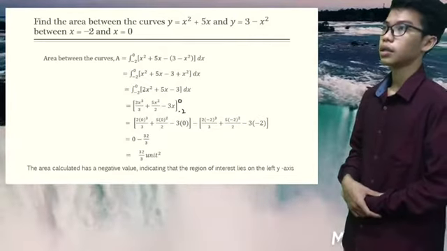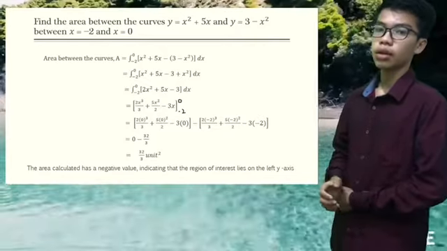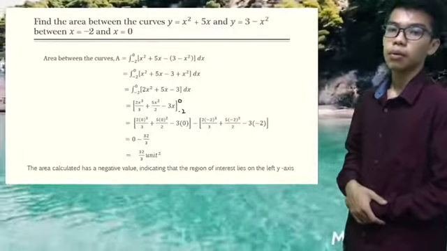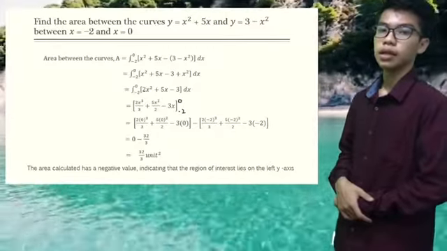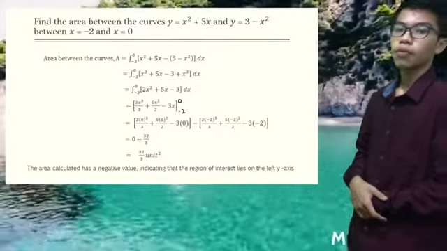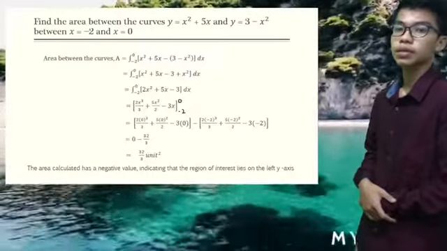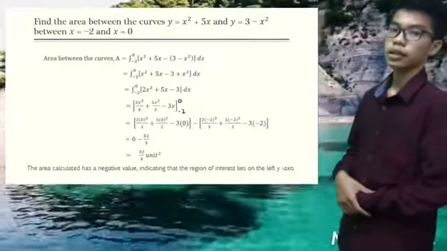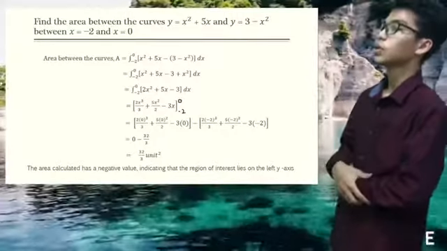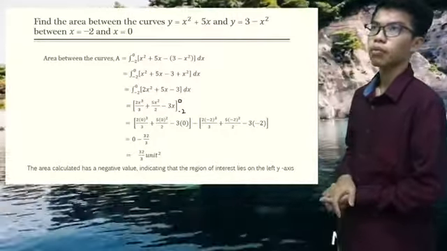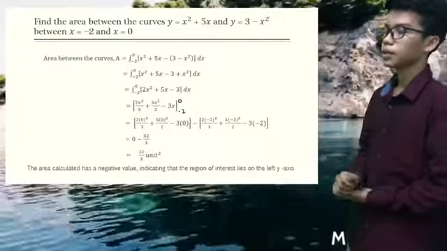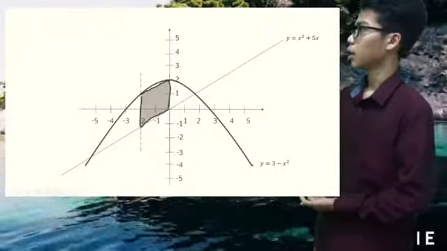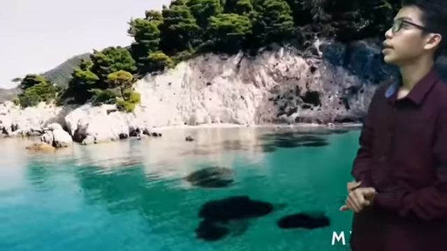But for the area, we got a negative value because the region of interest lies on the left of the y-axis. So the area is 32 over 3 units squared. Okay, this is a graph that I made.